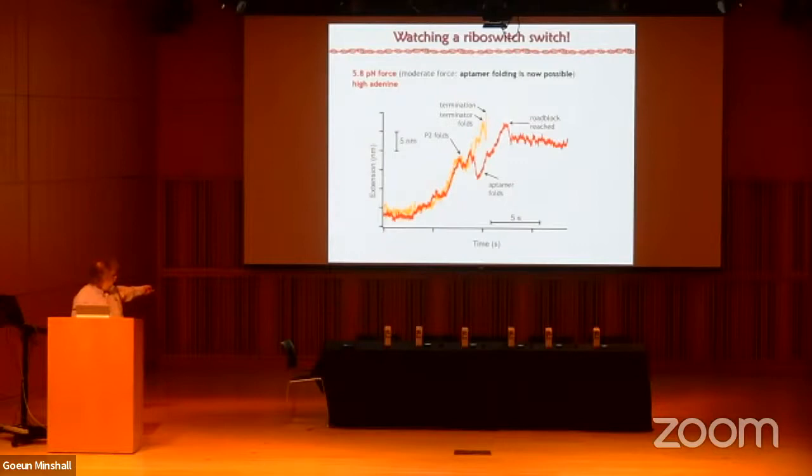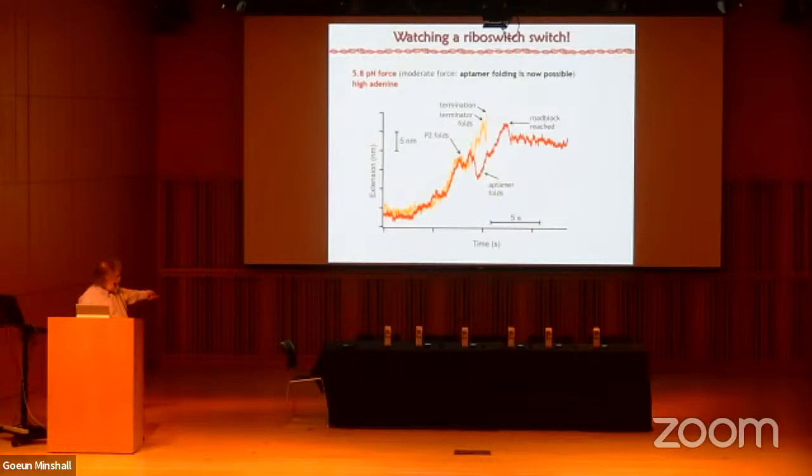And now, interestingly enough, at that point, after a moment or two, it shortens. And why does it shorten permanently? That's because it reached our roadblock, and now it goes to the thermodynamically most stable configuration, because it has time to do this. And that's the one where the terminator is formed, and that's a little bit shorter. So you can see the difference between the presence of adenine and the absence of adenine.